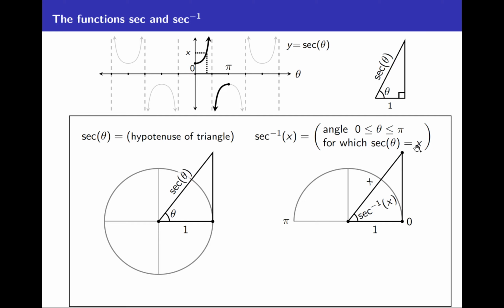So for any x, you want to know what is secant inverse of x? Draw this picture with a triangle with adjacent side 1, whose hypotenuse is x on the unit circle is situated here. And whatever this angle is, that's going to be secant inverse of x. It's the angle where if you took secant of it, you'd get this hypotenuse. That would be x.